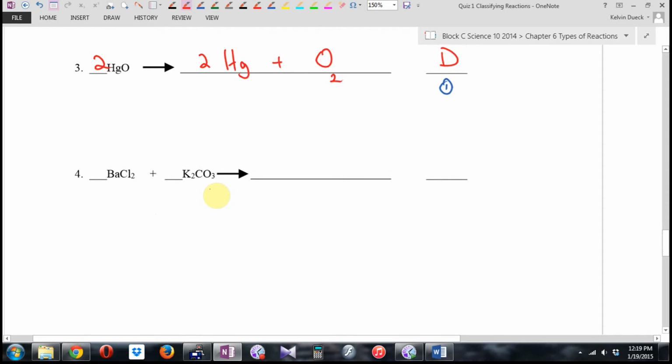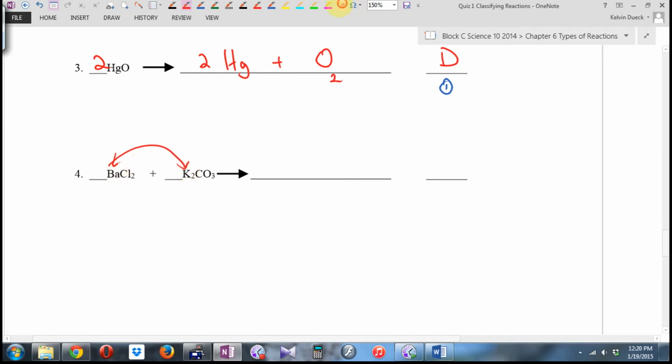Number 4, I see 2 things plus 2 things. You know what? This is going to be double replacement. These 2 metals are going to switch partners. So first of all, it's a DR. What's it going to be? The potassium is going to combine with the Cl. I'll crisscross that in a second. The barium is going to combine with the CO3. I'll crisscross that in a second.